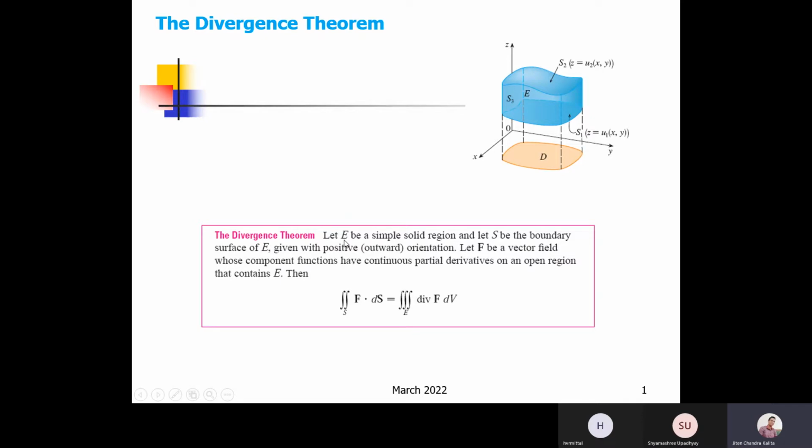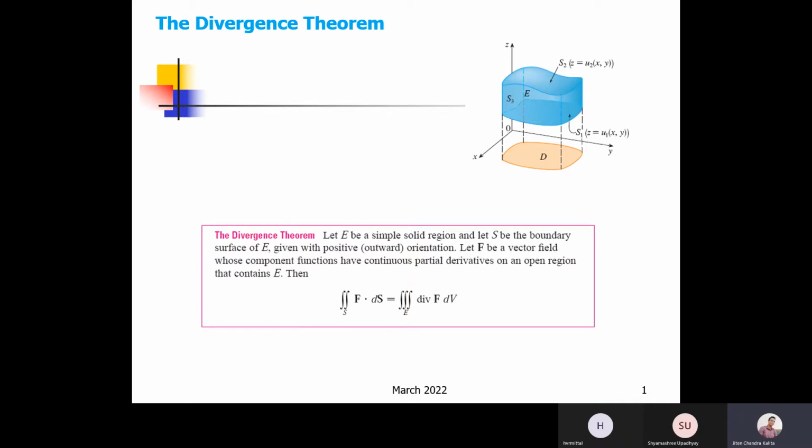So that means E at the same time can be considered as a type 1, type 2, and type 3 region in 3D. Okay? And let S be the boundary surface of E given with positive outward orientation. So you already know about this orientation. Whenever we are going to take some normal over the surface, it is going to be the outward normal that we are going to consider.